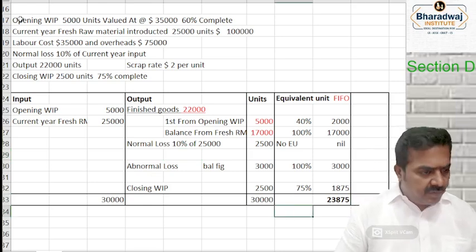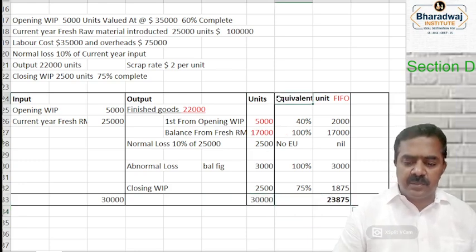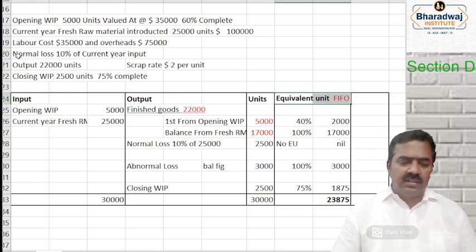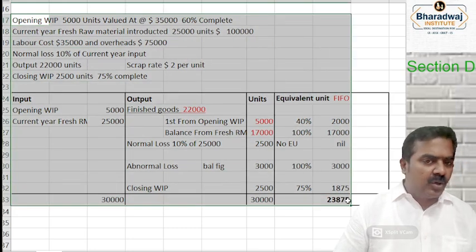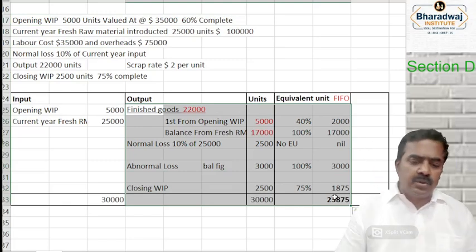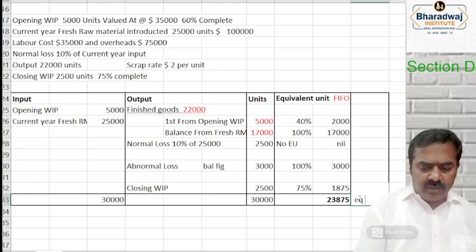So next session, what we are going to do is how to assign the cost. How to assign the cost using which method? FIFO method. There is one more method called the weighted average method. And this is most important for the exam also. Based on this, they test questions. We have to practice a lot of questions on Tuesday. This is 23,875 equivalent units.